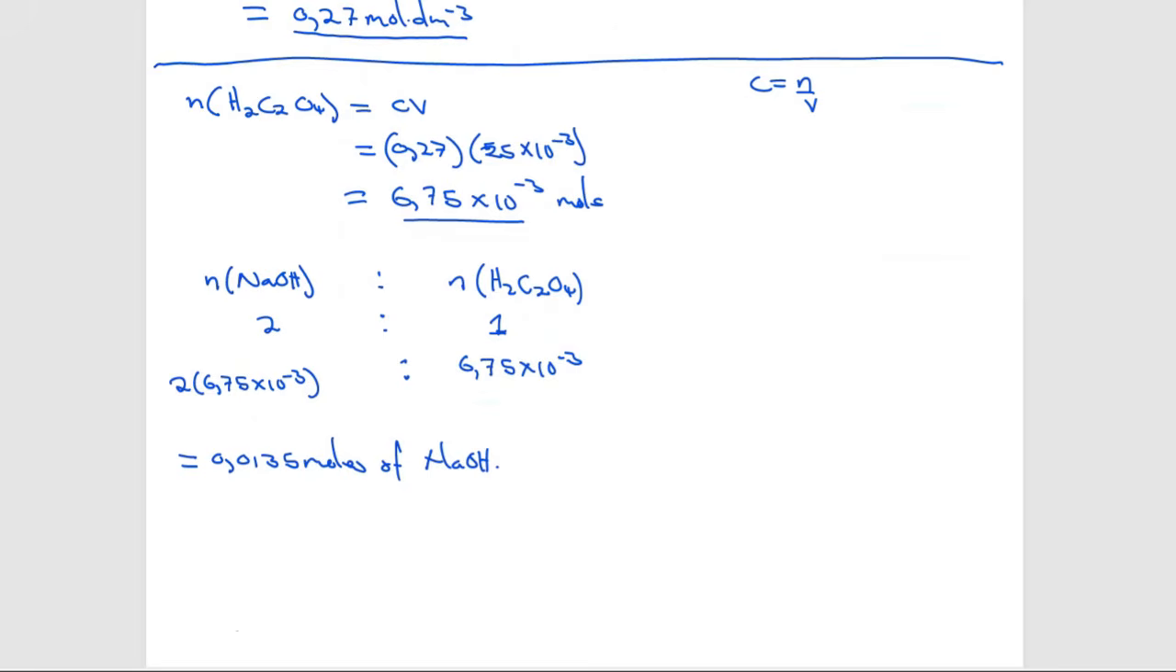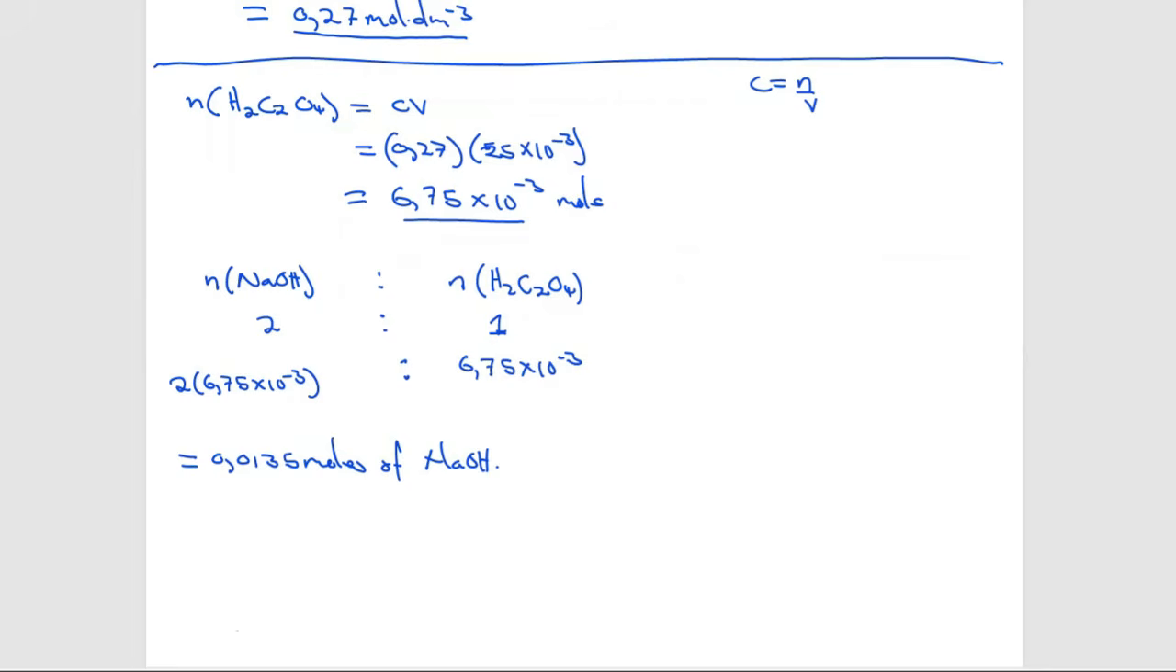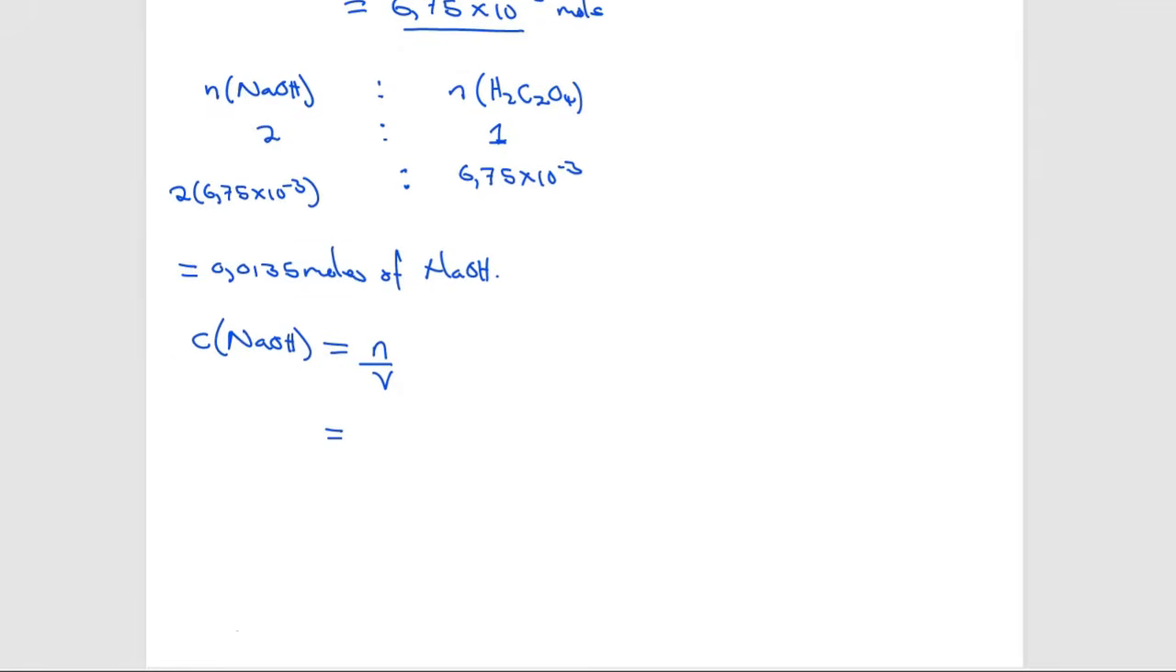Then after that, if we go back to the question, it says calculate the mass in grams. So we're looking for the mass of the sodium hydroxide that was used to make 2 dm cubed of solution. So what do I have now? The concentration of sodium hydroxide, let me be specific, by formula is the number of moles all over the volume, right? So the number of moles I have is 0.0135, all over the volume there.